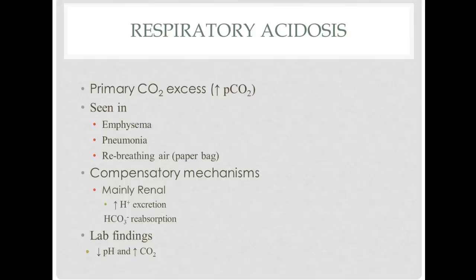Next is respiratory acidosis. This is a primary CO2 excess, a buildup of CO2 in the bloodstream. Things that would cause this are emphysema, where you've got poor gas exchange across the lungs, or pneumonia, or breathing into a paper bag. You may see that in movies sometimes. People are hyperventilating and they'll rebreathe into a bag. The way that the body compensates for being in that situation is having increased hydrogen excretion or bicarb reabsorption. With this, the laboratory findings are a decreased pH with an increased CO2.